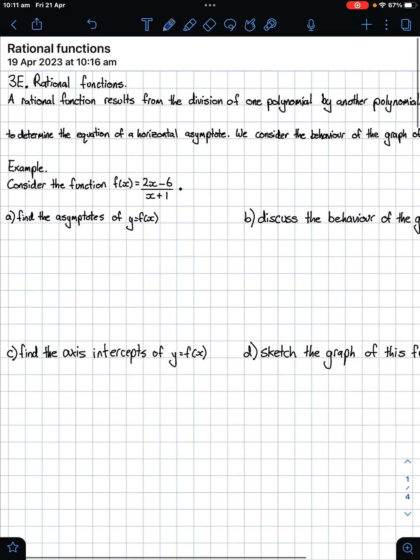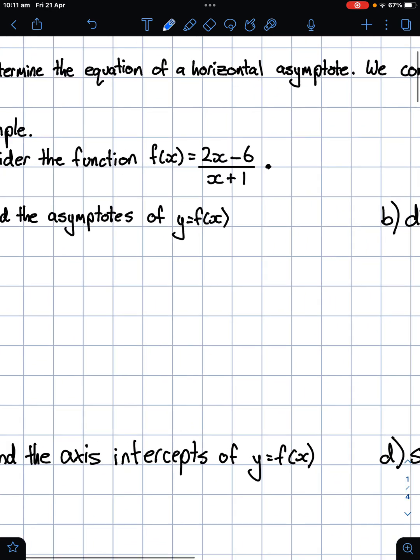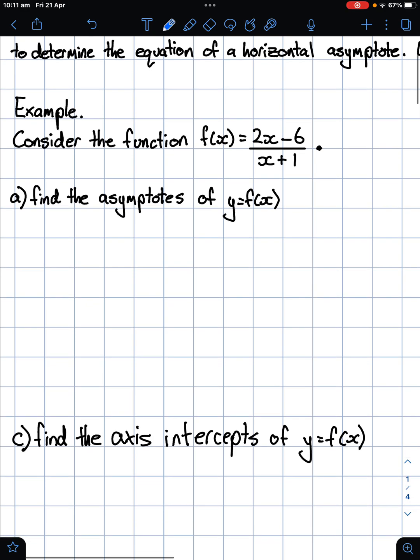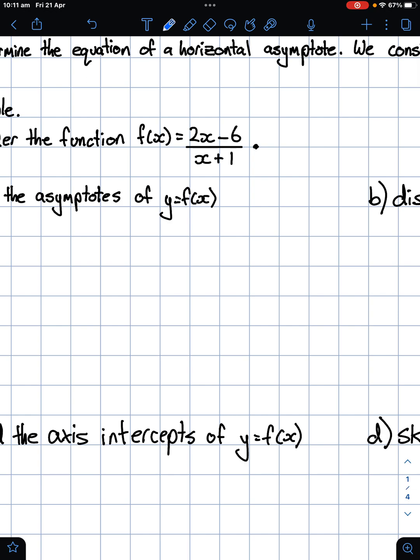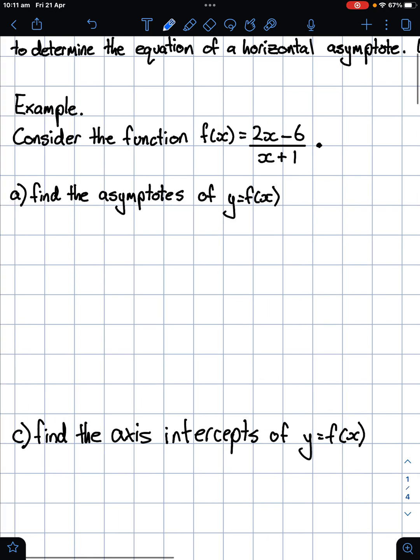Okay, that's a really short definition. So we're going to look at our example question here. Consider the function f of x equals 2x minus 6 over x plus 1. The first bit we've got to do is find the asymptotes of f of x. Now, straight off the bat, we've got a denominator, so we know we're going to have a vertical asymptote at x equals -1.